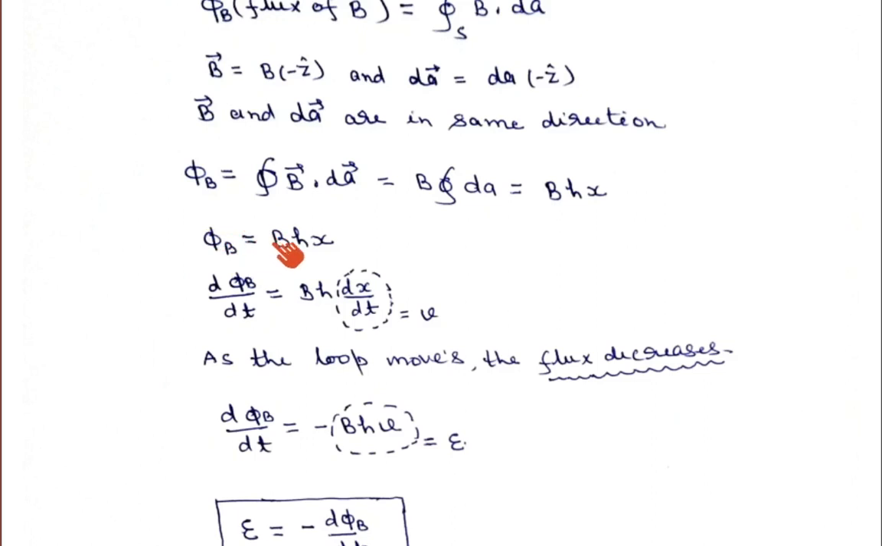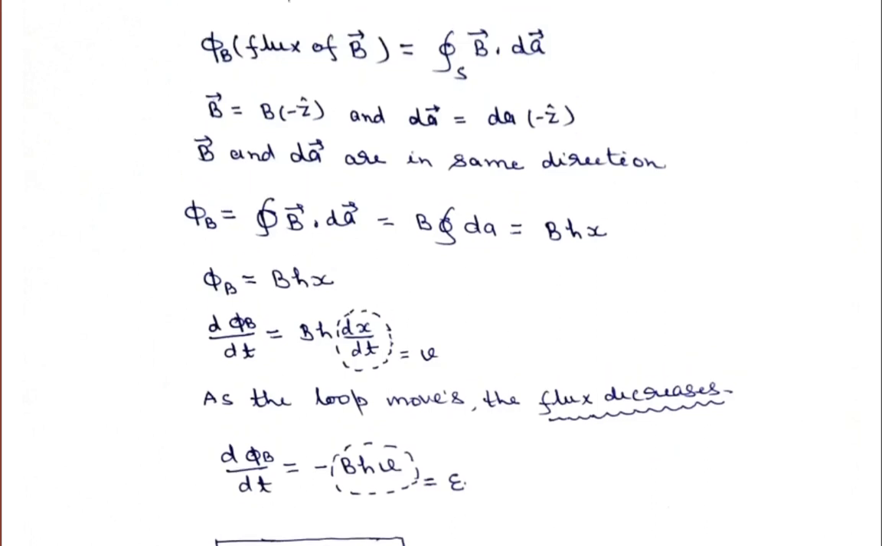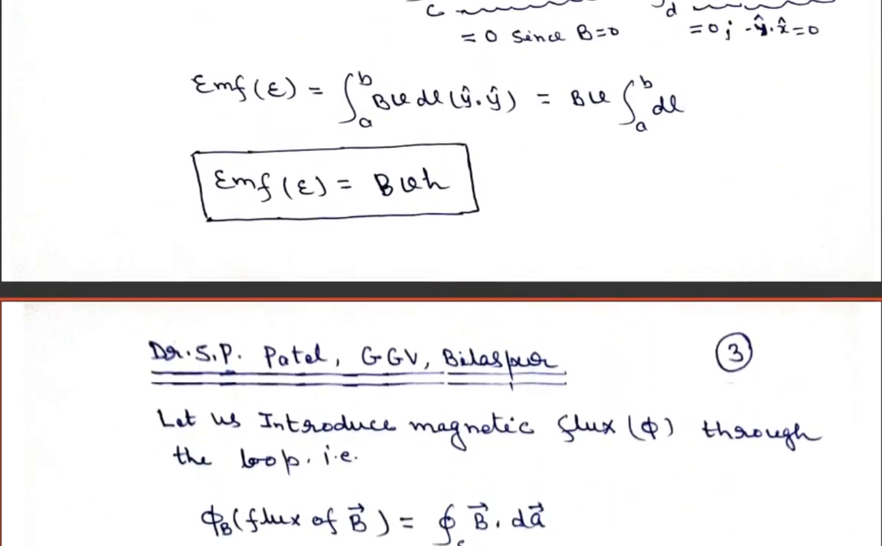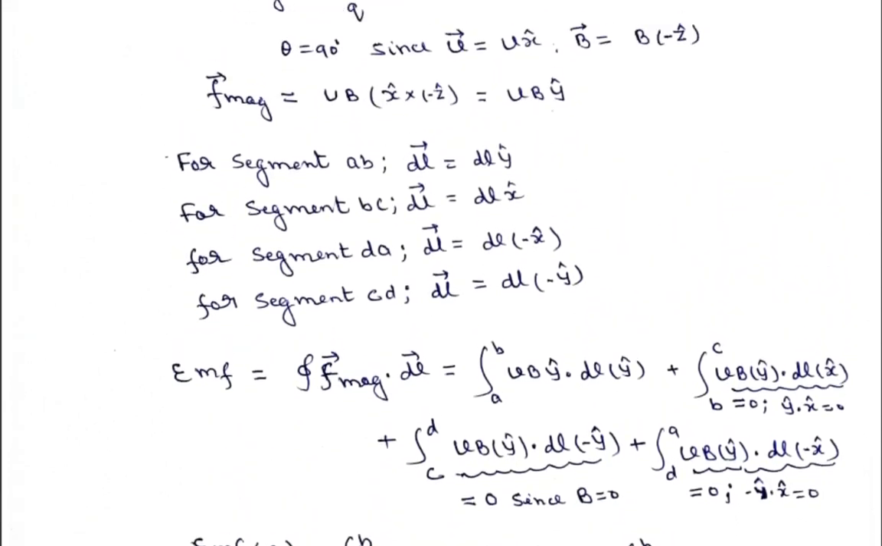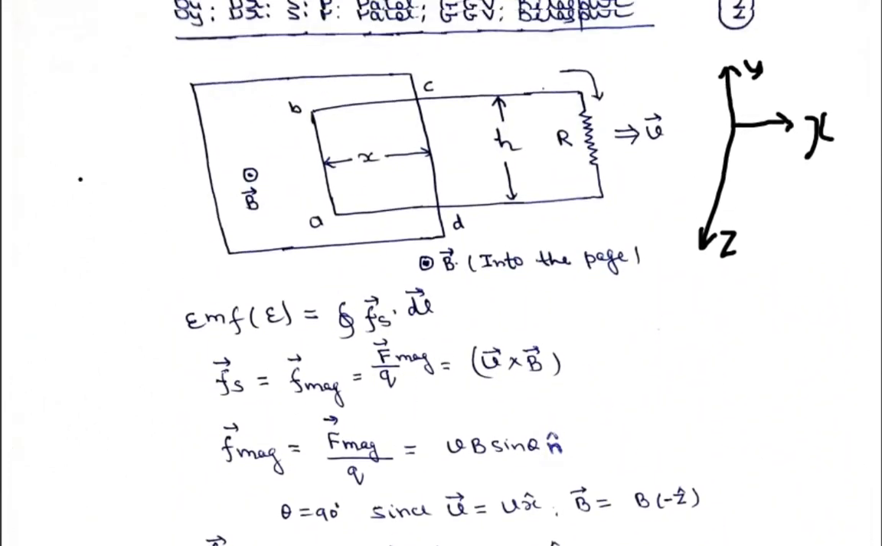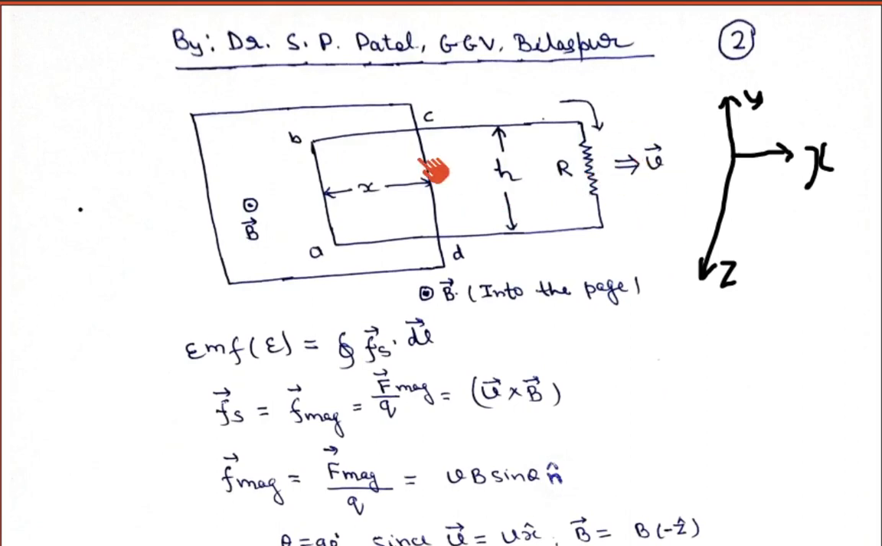So phi b will be equal to B h into x. Now, because this loop is moving with the velocity v, the number of field lines passing through the area A, B, C, D, A is also changing with time, because velocity can be written as this length divided by time. That means the flux is changing with respect to time.